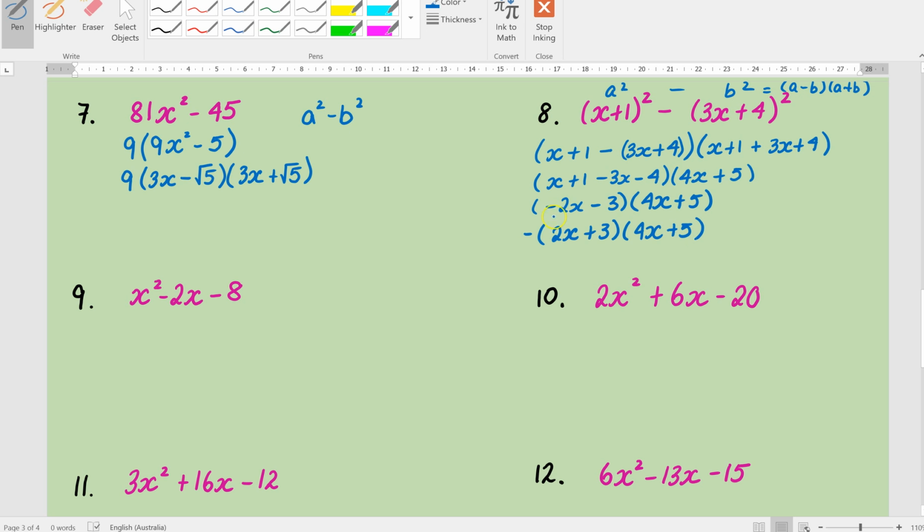Hopefully you've realized all I have done here is I've taken out a negative 1. So I've pulled minus 1 out as a common factor, because you can see here, if I now multiply this bracket through by negative 1, negative 1 times 2x is indeed minus 2x, and minus 1 times 3 is minus 3. So these are equal.